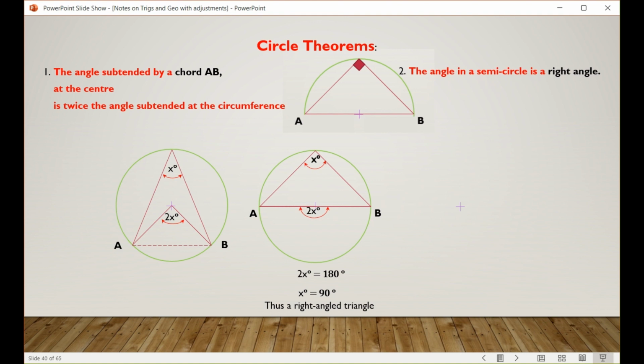Now let's continue with what we are doing. Look at the first circle and the second. It's the same format, even though it looks completely different. It's the same rule. The angle subtended by a chord AB at the center is twice the angle subtended at the circumference. Let's show you another form.